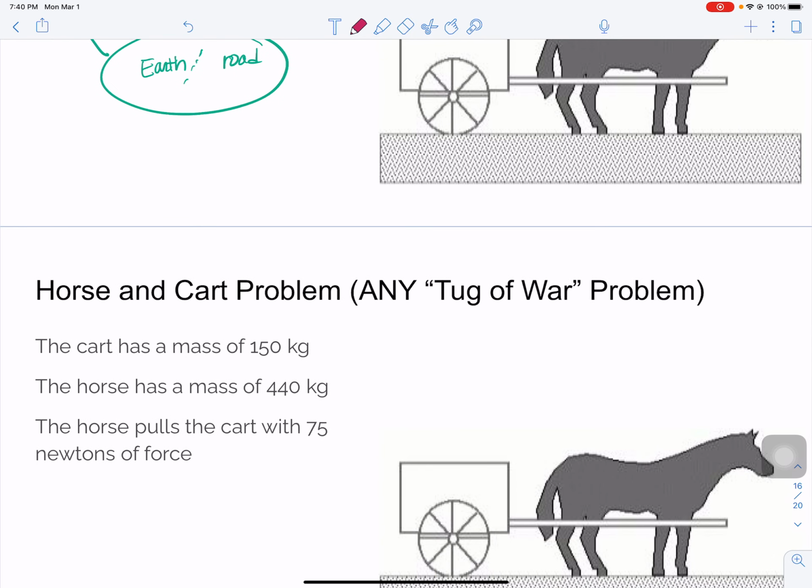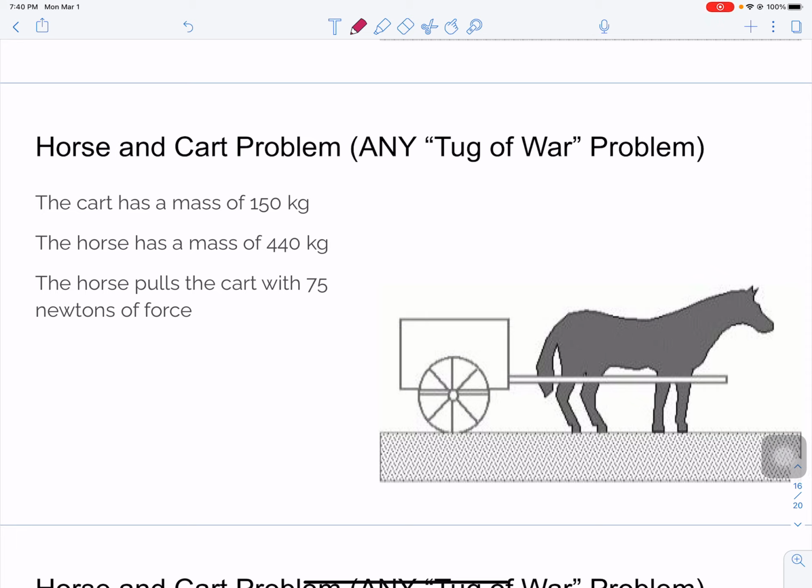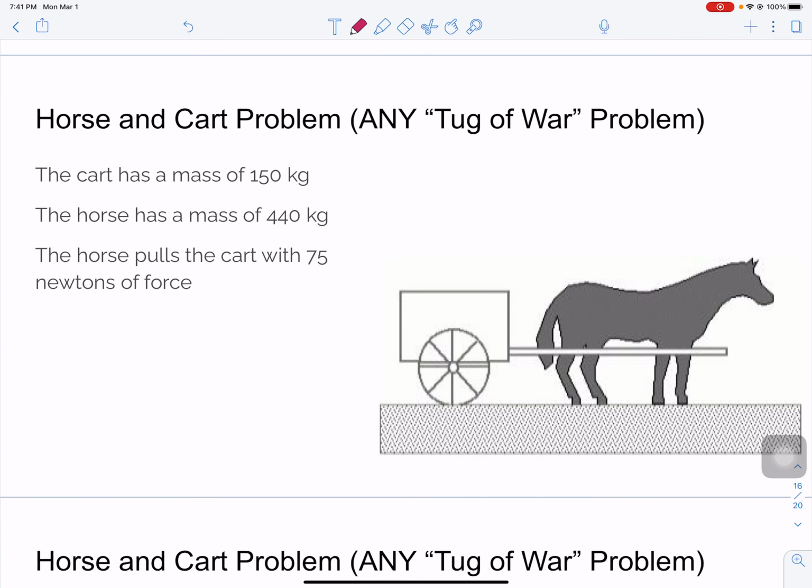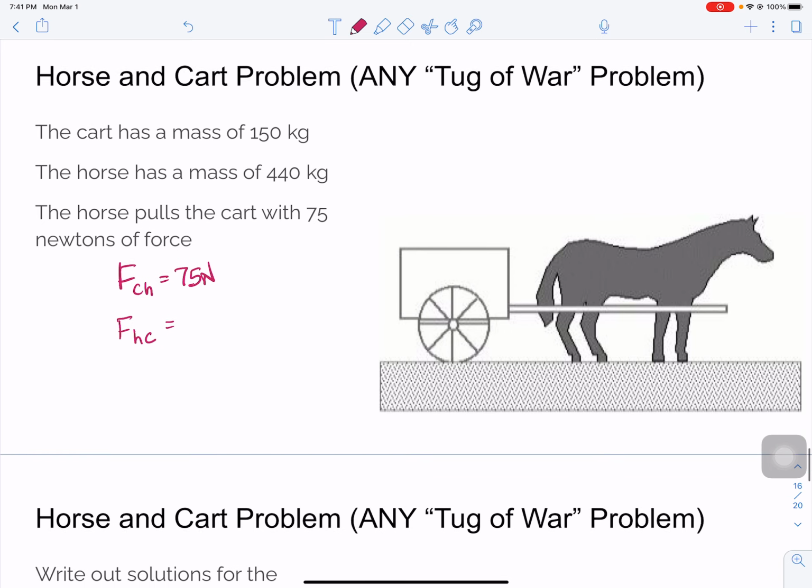You are going to start a Notability file and work out some problems. The first thing is that you need to write down this information, so you should stop the video, open your Notability file and write it down. The cart has a mass of 150 kilograms. The horse has a mass of 440 kilograms. The horse pulls the cart with 75 newtons of force, so the force on the cart by the horse is equal to 75 newtons. You should automatically know the Newton's third law pair: the force on the horse by the cart is equal to... you need to write that down because it's the only place you're going to find this information.